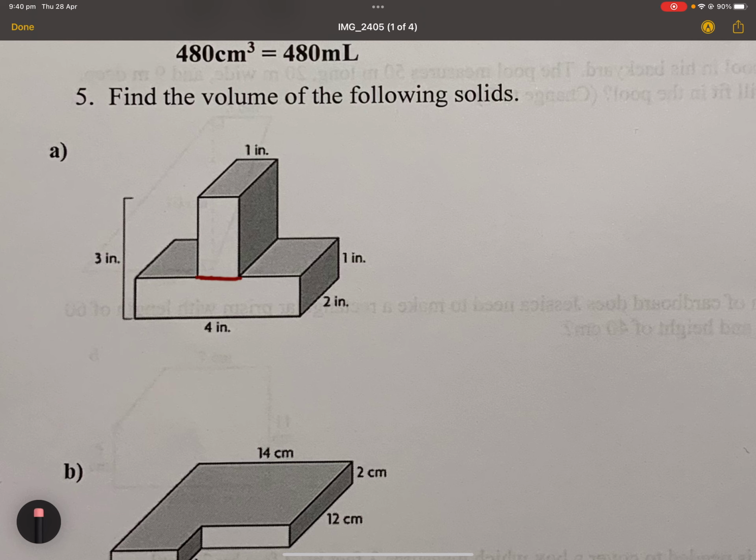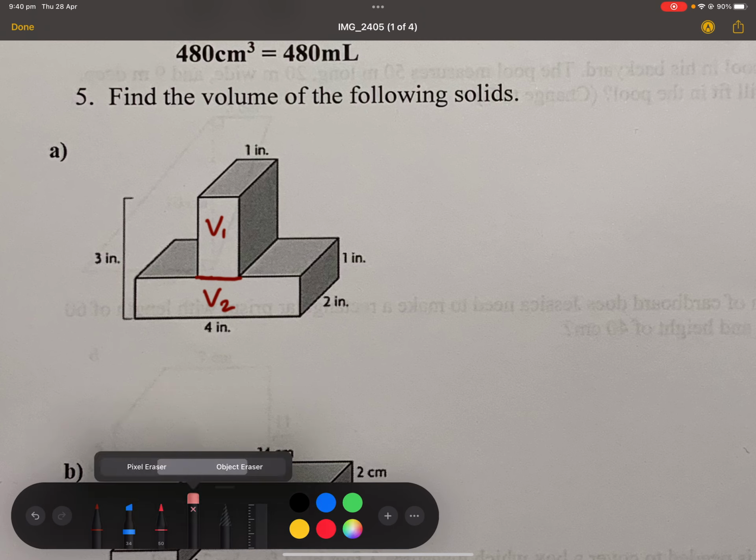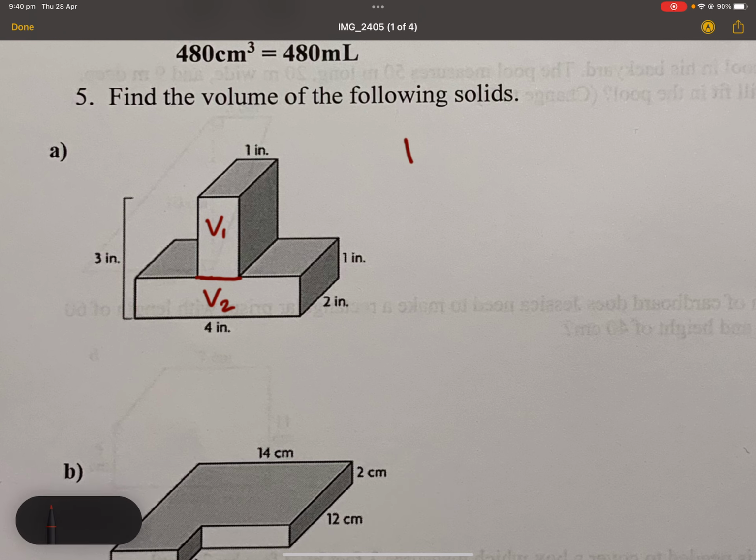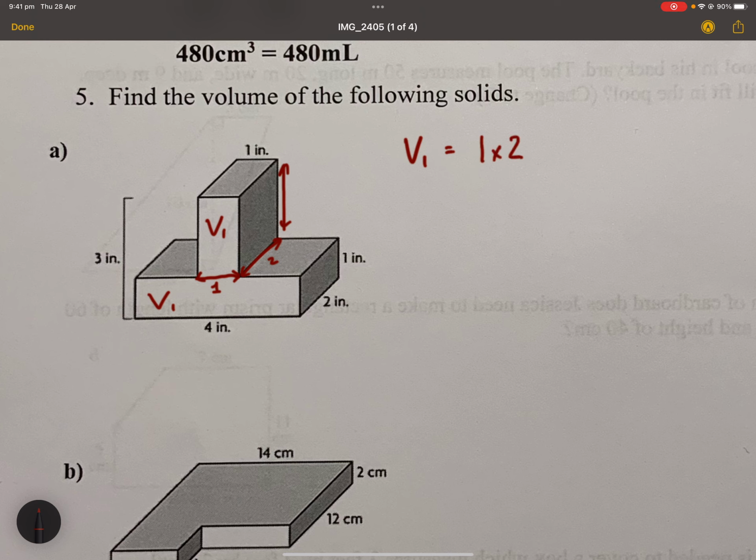You're going to have the volume of the top piece, I'm going to call it V1, and the bottom piece V2. So the volume 1 is going to be length times width times height. Now we know that the length is 1. So from there to there is 1. We're going to multiply that by the width. The width is going to be 2, and the height is going to be, well, we don't know what the height is yet. So I'm going to say 1 times 2 times the height.